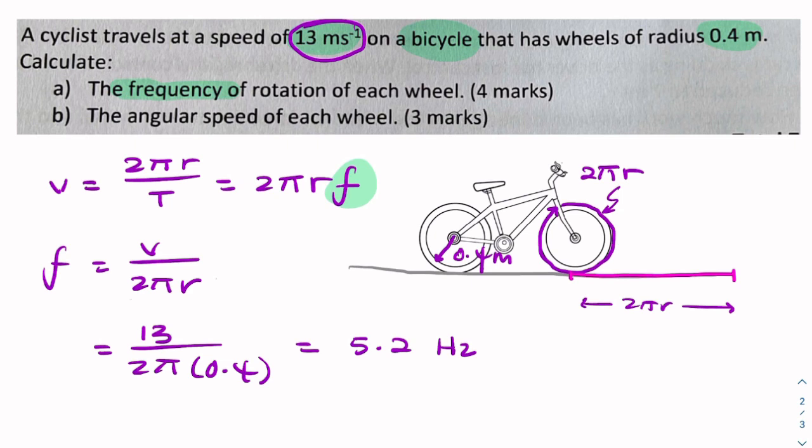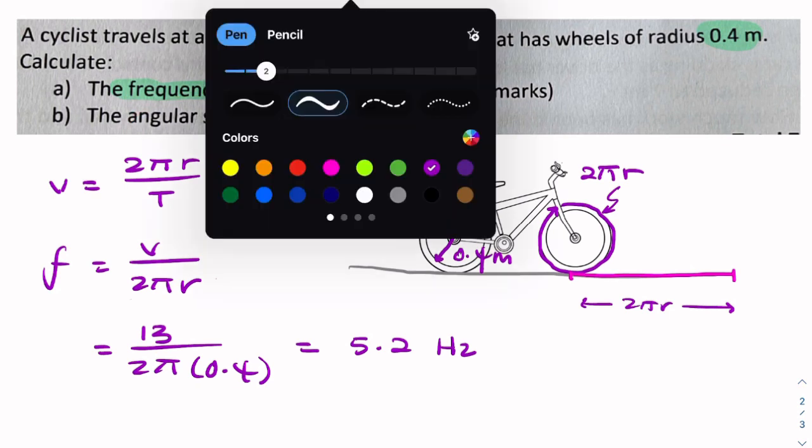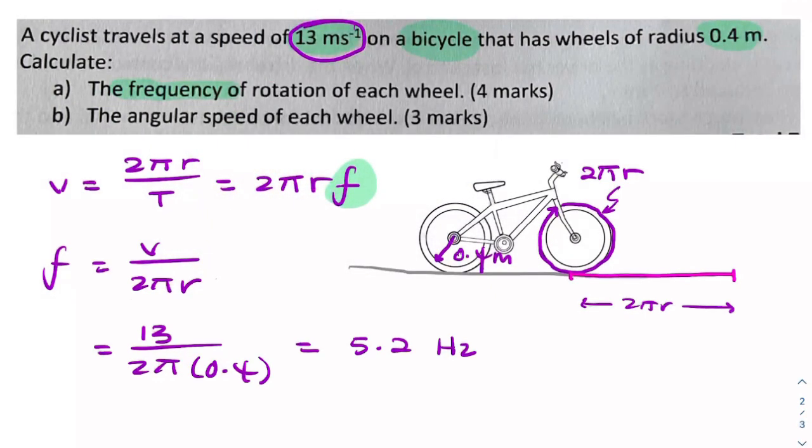Now, the second part of the question asks for the angular speed or angular frequency. That means how many radians does it cover in 1 second? So that was part A. For part B, what you're looking for is the angular speed omega. That means how many radians does it cover per second?